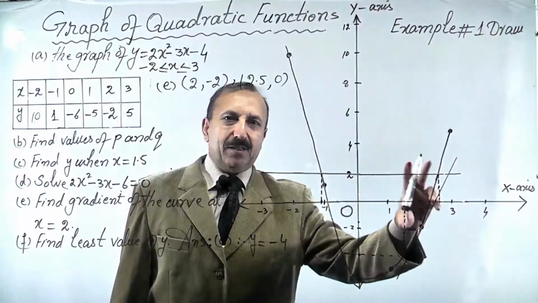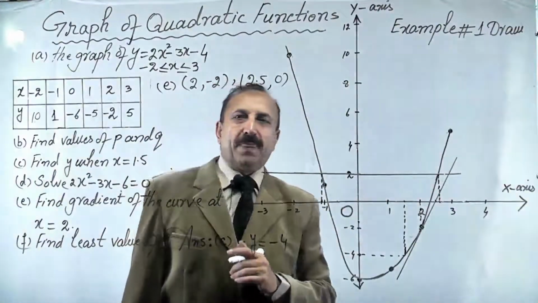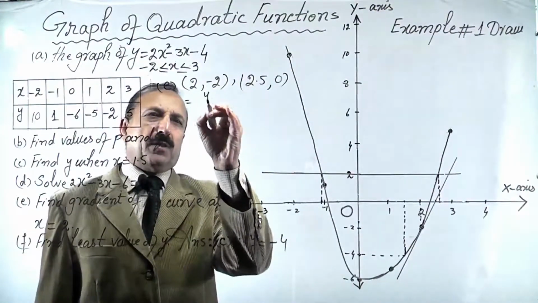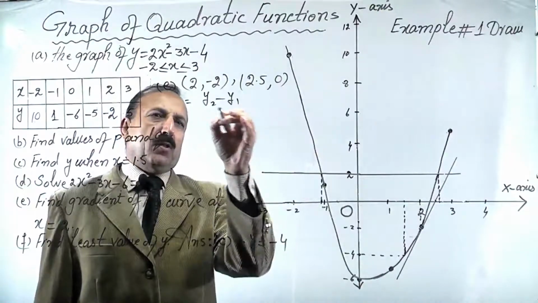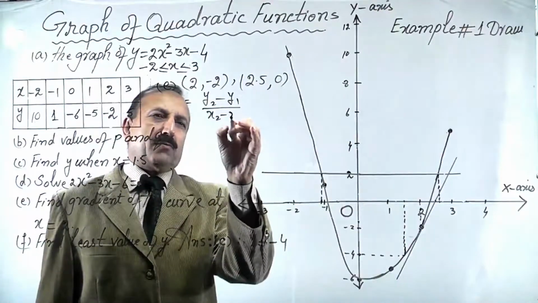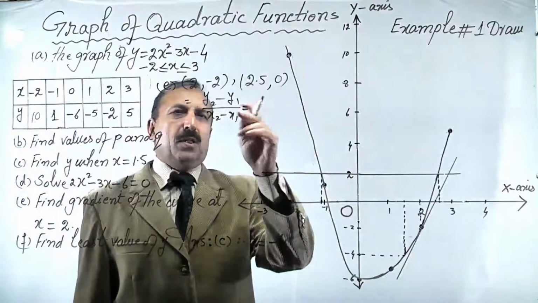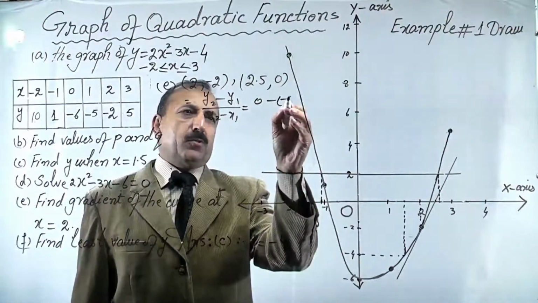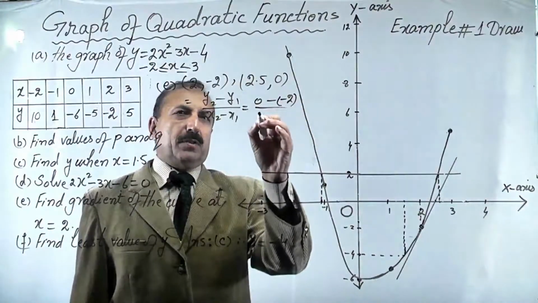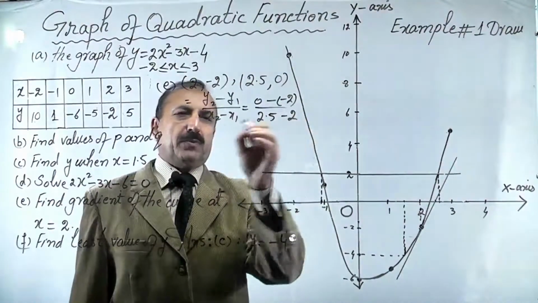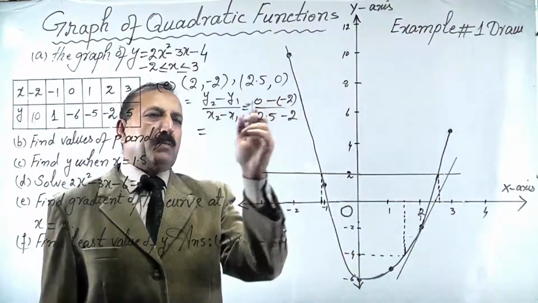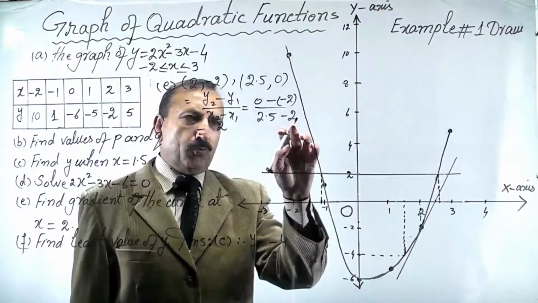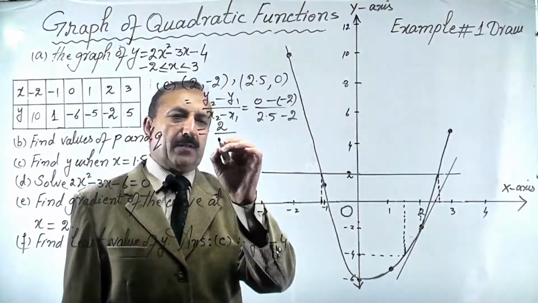Then you will use the gradient formula. For finding gradient, we will use this formula: y2 minus y1 over x2 minus x1. Let's substitute values. Here y2 is 0, minus y1 is -2, over x2 is 2.5 minus 2. Let's simplify. Minus minus will become positive 2, and when we subtract 2 from 2.5, we will get 0.5, my dear students.